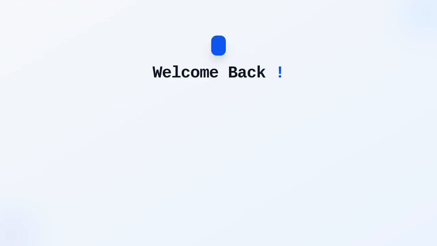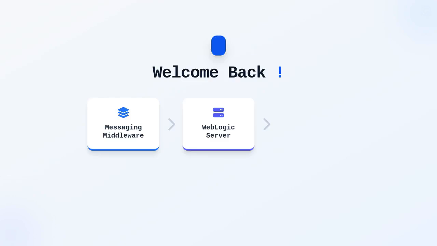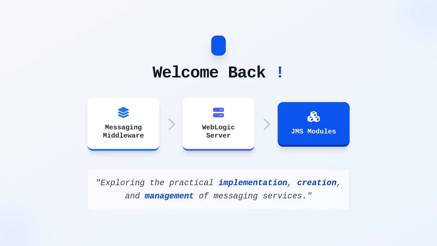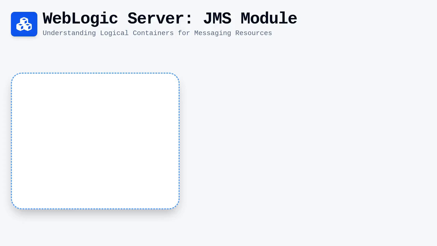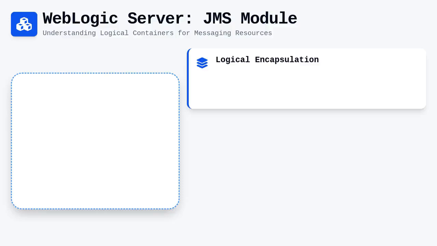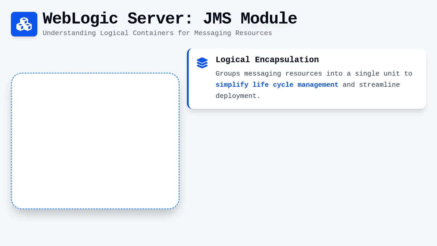Welcome back. Today we examine the practical implementation of messaging middleware within WebLogic Server by exploring the creation and management of JMS modules. In WebLogic Server, a JMS module acts as a logical container that encapsulates the messaging resources required by your applications. Rather than configuring individual queues or factories directly at the server level, we group them into these units to simplify lifecycle management and deployment.